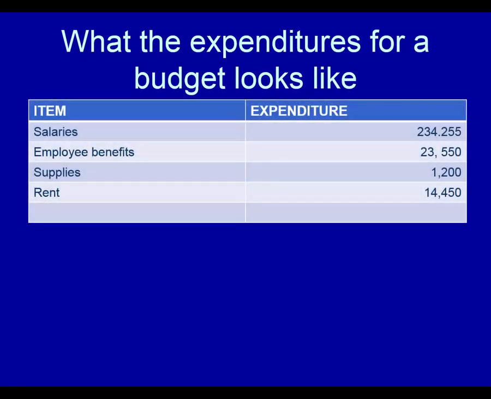This is an example of a small portion of the expenditure part of a line item budget. You can see salaries, employee benefits, supplies, and so forth. Often you will have another list of items that will break down the salaries in another place, one position by another.